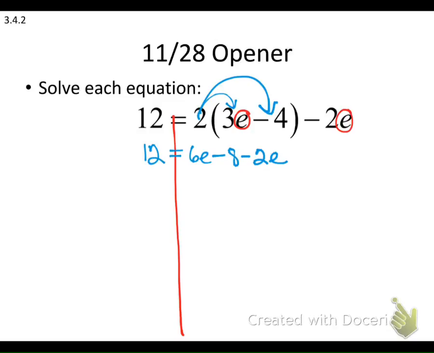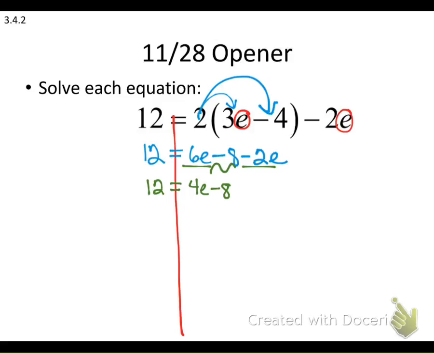Now, I've distributed. So the next step that I have to do in order is combine like terms. What are my like terms here? 6e and negative 2e. Okay, so I'm going to bring my 12 down. And then 6e minus 2e equals 4e. And then what do I bring on down because it does not have another like term? The 8. What type of 8? Negative 8.